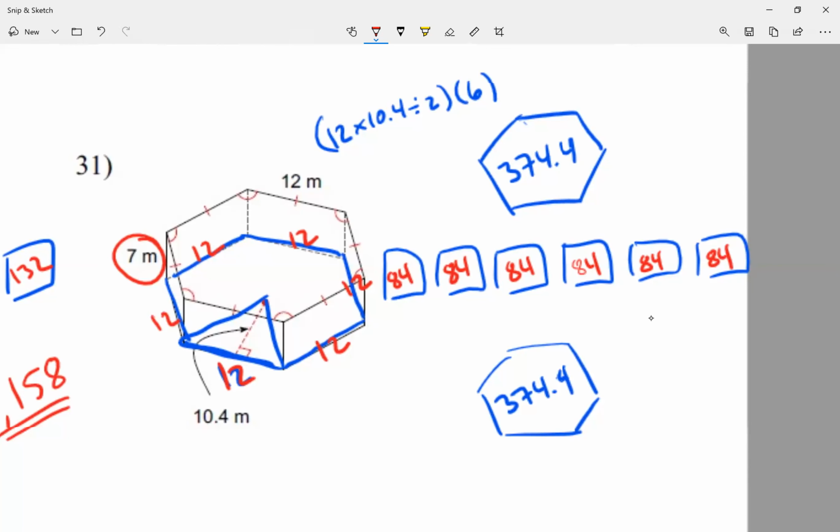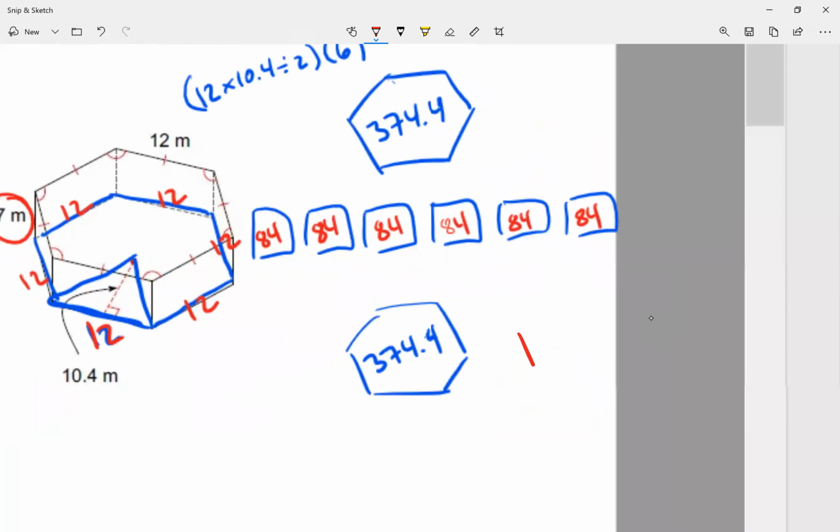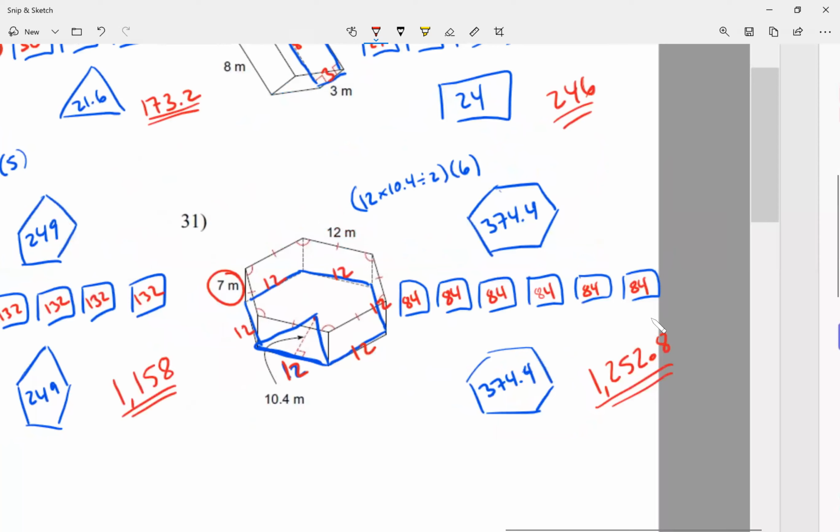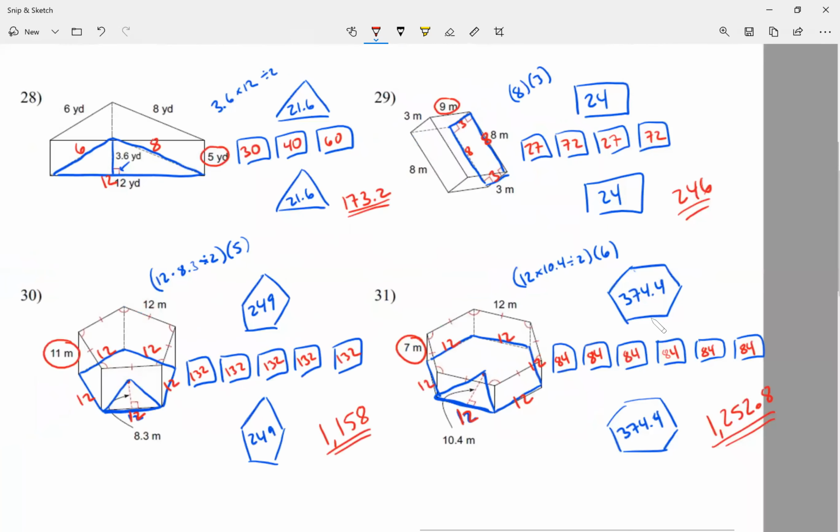All right, now add everything. I have 84 6 times plus 374.4 plus 374.4. And my result in this case happens to be 1,252.8. Don't be afraid of the answers being in the thousands, right? Thousands are numbers, so why not?